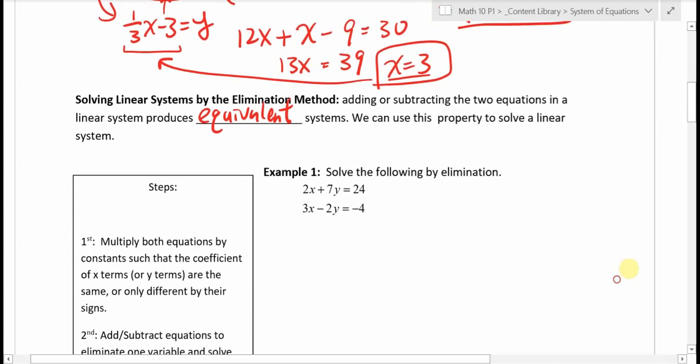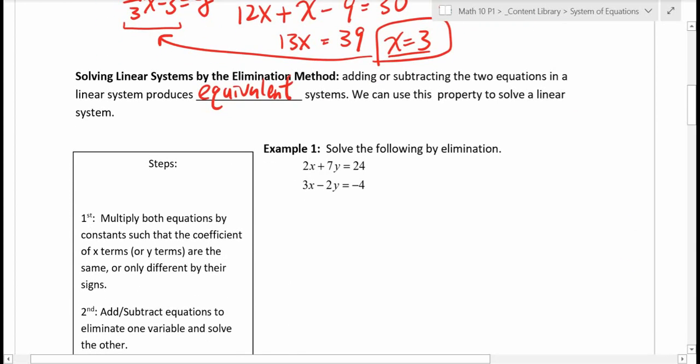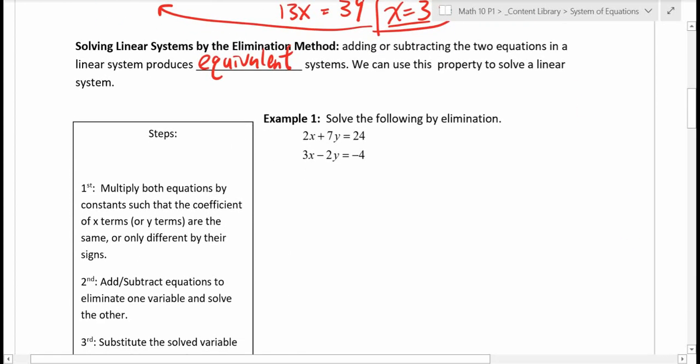Okay, so here we go. It says solve the following by elimination. Let's follow the methods here. Here it says first step, multiply both equations by constants such that the coefficients of the x terms or the y terms, it doesn't matter, are the same or only different by the signs. So here we have 2x, we have 3x. We can multiply the first equation by 3 to get 6x and multiply the second equation by 2 to get 6x. So that's one way of doing it.